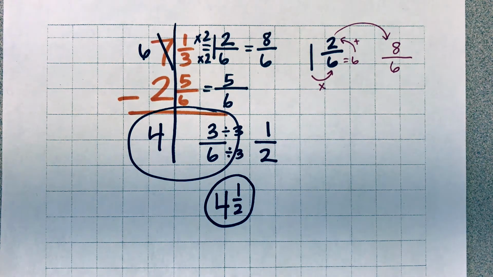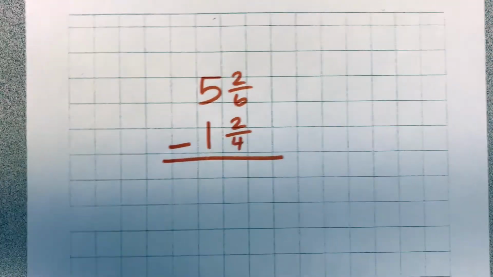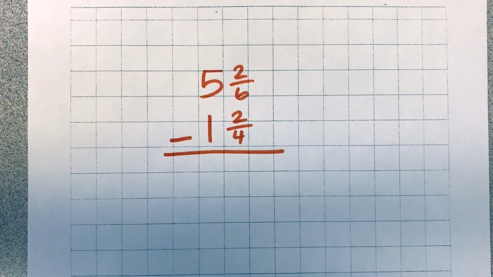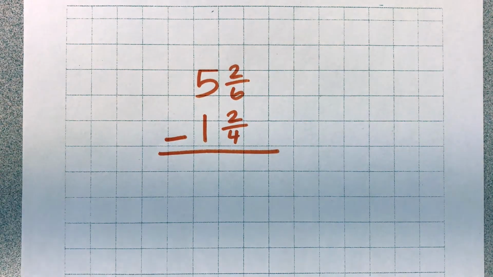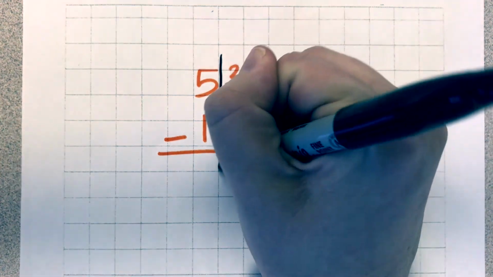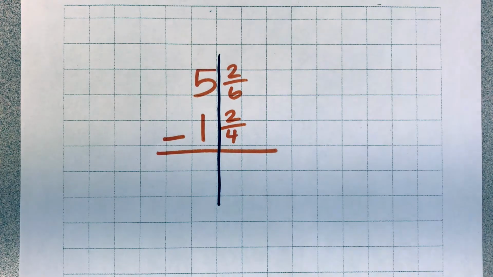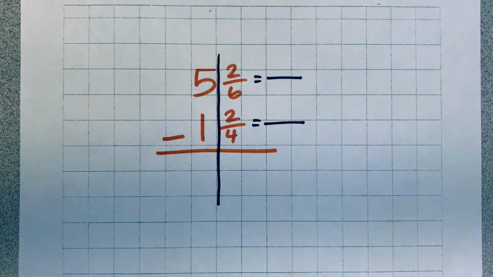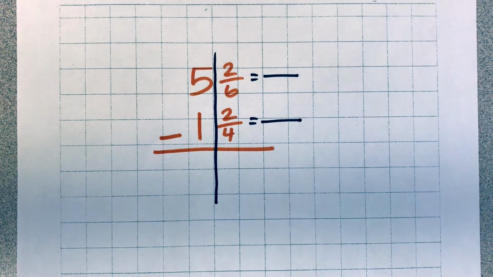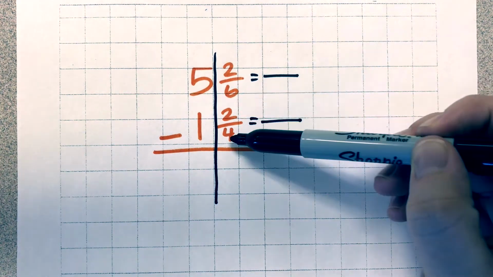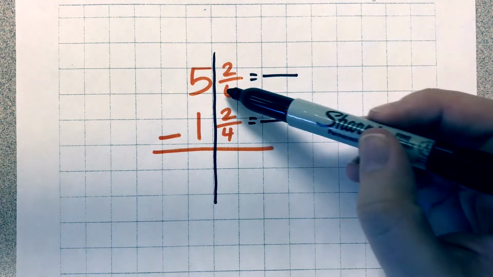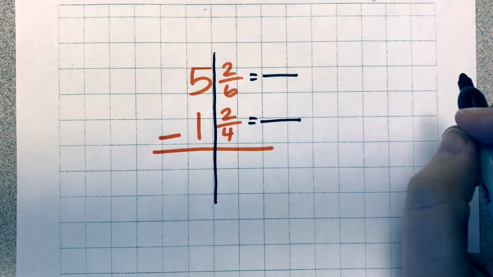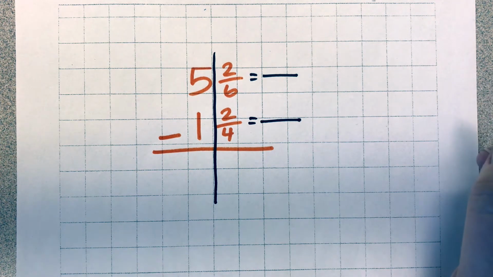So that is practice problem number 2. We have one more to go over. All right, 5 and 2/6 minus 1 and 2/4. Separate our whole numbers and our fractions, and now let's turn these two fractions into fractions that have the same denominator. We have 6 and 4. 4 can't go into 6 and 6 can't go into 4, so we're going to have to find another number that both of these numbers can go into.